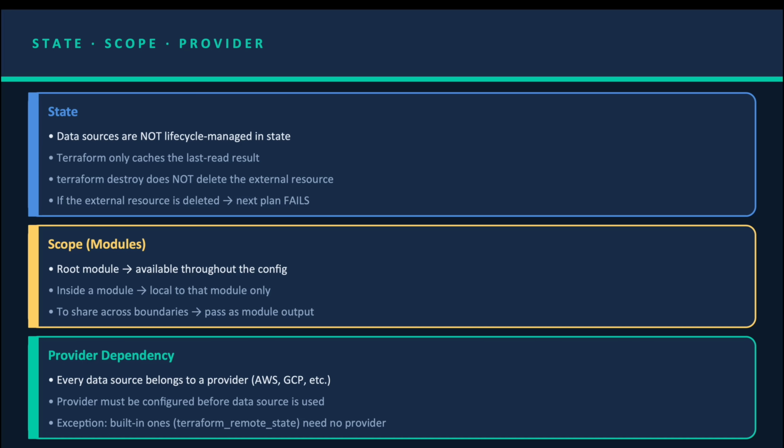Next one is scope. In the root module, a data source is available everywhere inside a module if it's local to that module. To share it across module boundaries, pass it as an output. Next one is provider. Every data source belongs to a provider, and that provider must be configured first. The only exceptions are built-in data sources like terraform_remote_state. Those need no provider at all.